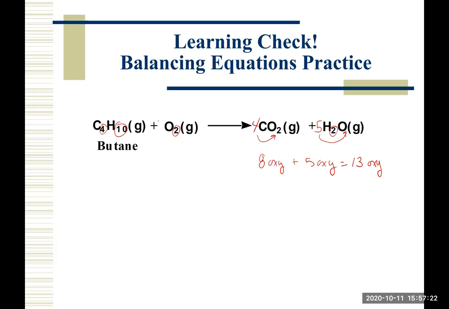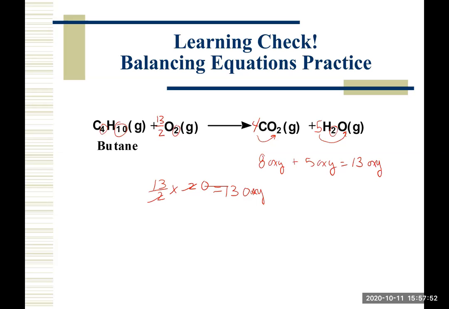Well, we could put 13 halves as a stoichiometric coefficient. The reason we can do that is because 13 halves times our 2 oxygens, you can see that the 2 will cross cancel, and we'll be left with a total of 13 oxygens, which is what we have over on the right side.